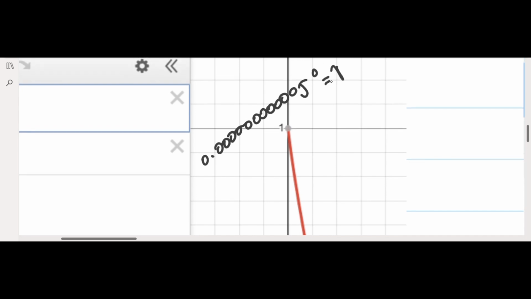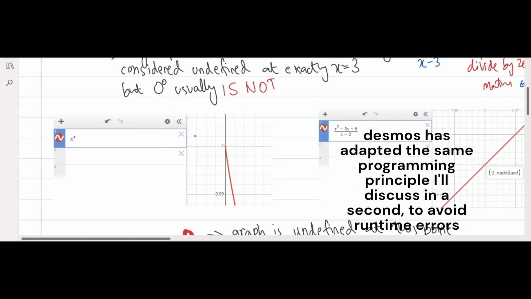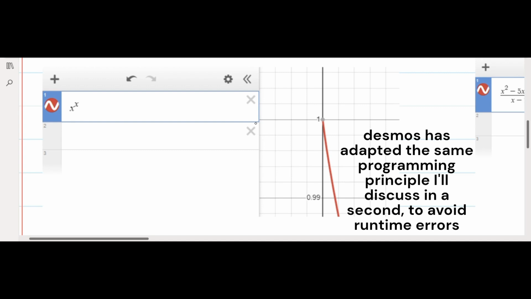When you are approaching 0 in an expression x raised to the power x, it is an intermediate form. But Desmos, like the mathematical notation, has adopted the convention that you can just make use of 0 raised to the power 0 equals 1, right? It helps to just say that.